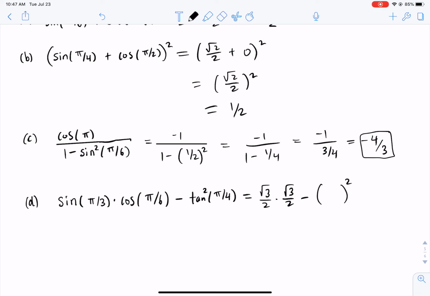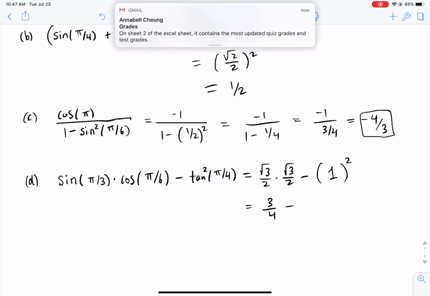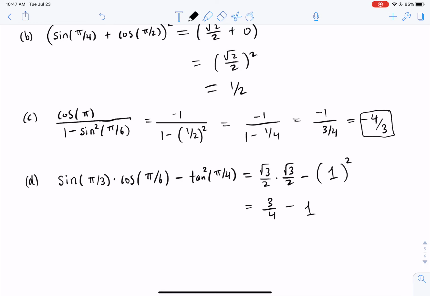Tangent of pi over 4 is 1. So this guy is 1. So 1 squared is 1. So we're going to have 3 divided by 4 minus 1. So 3/4 minus 1, what is that going to be? Yeah, negative 1/4, right? Definitely a lot of simplification is done, but you need to know what the values of these guys are for you to simplify them out. You need to know that. That's really important to know.